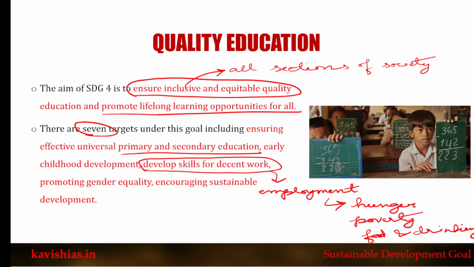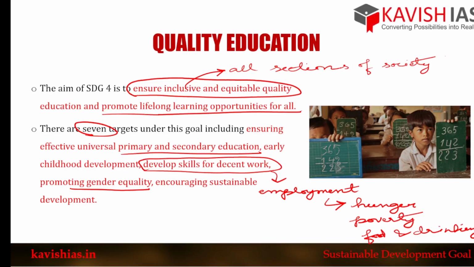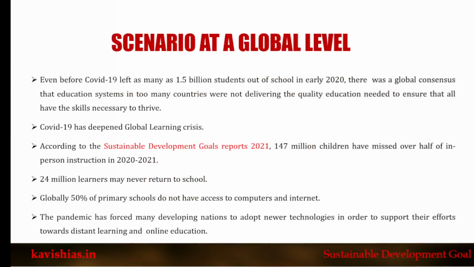The other targets also include that there must be gender equality in a society and to encourage sustainable development. So these are some of the aims and targets that are set by SDG 4. Let us have a look at the scenario at the global level.